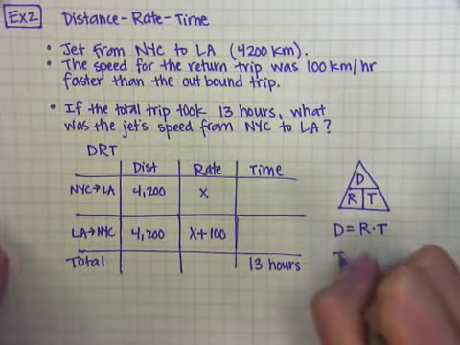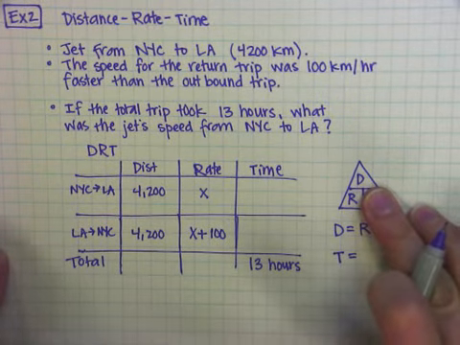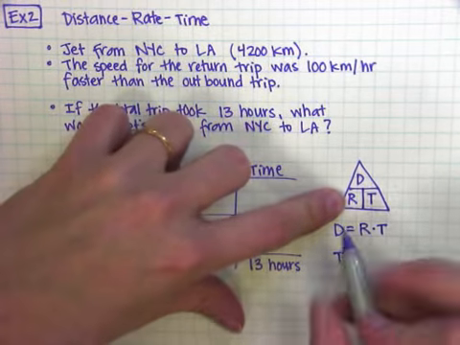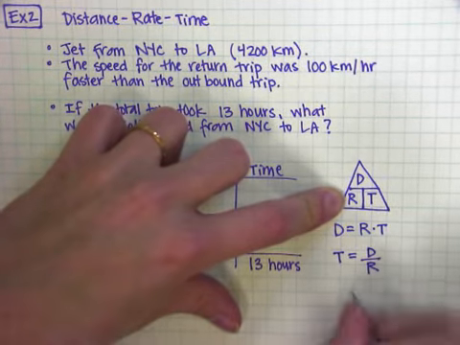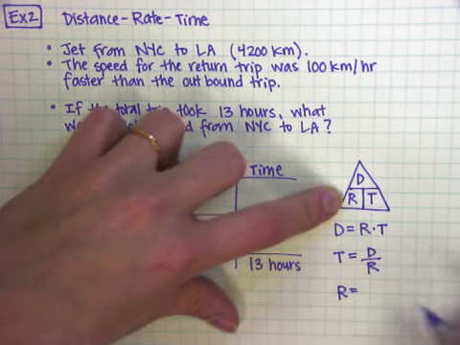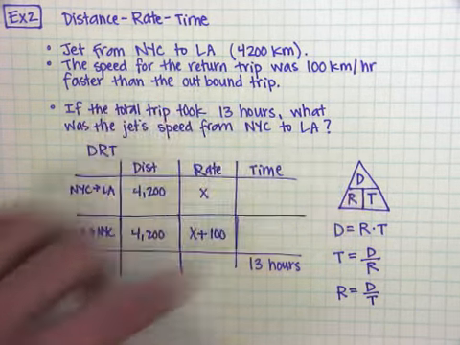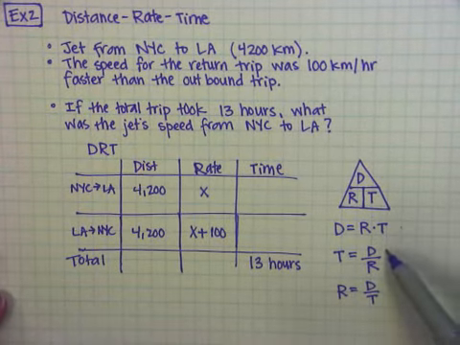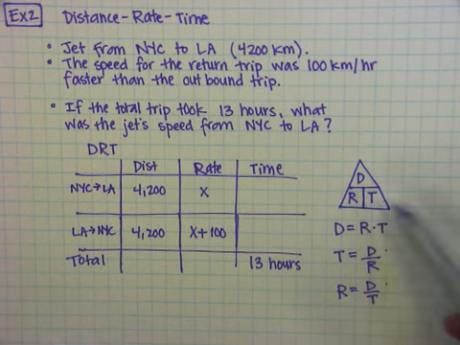If I wanted to know what time was equal to, I would cover time up with my finger, and since it's distance over rate, because the distance is on top, I would know time is equal to distance divided by rate. And then lastly, if I wanted to know what the rate is, I cover it up and it's distance divided by time. So this is just a shortcut. This dirty triangle is a shortcut for setting up your relationships between distance, rate, and time without really having to think about it too much. And it's dirty because it's DRT, dirty.